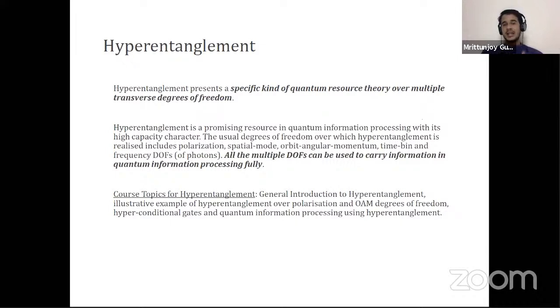So it's not only in, let's say, polarization or orbital angular momentum, but cutting across the degrees of freedom. That is what is known as the hyperconditional gates, and my area of focus has been on that. In terms of what I would like to cover in this front, it has to do with a general introduction to hyperentanglement, of course.